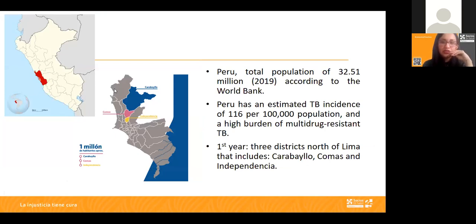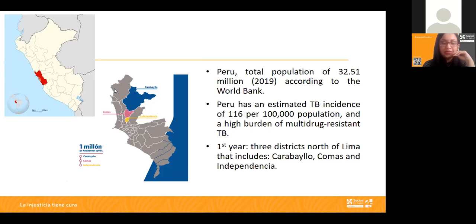Peru, as you know, is a country located in South America. It has a population of 32 million people, and the rate of incidence of TB is 116 per 100,000 population. It is one of the countries with the highest burden of multi-drug resistant TB, and it is the second country with more cases of MDR TB.